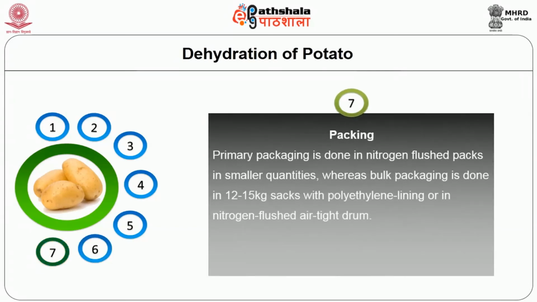Packaging involves the primary packaging, where nitrogen is flushed into the packs in smaller quantities, whereas bulk packaging is done in 12 to 15 kilogram sacks with polyethylene lining or nitrogen flushed airtight drum.